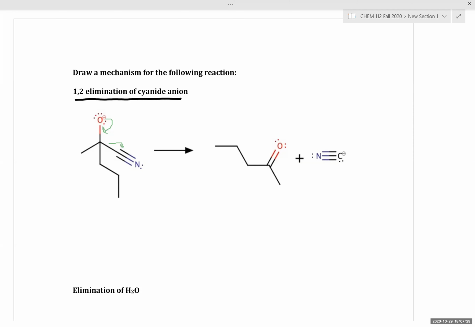Yep, exactly right. In 1-2 elimination, we kick our electron density down and our leaving group in turn leaves. Exactly right. So in this mechanism, for 1-2 elimination, our lone pair is kicked down to form our pi bond, and our leaving group leaves to generate our leaving group anion. Does this example make sense to everyone? Does anyone have a question on this 1-2 elimination mechanism?